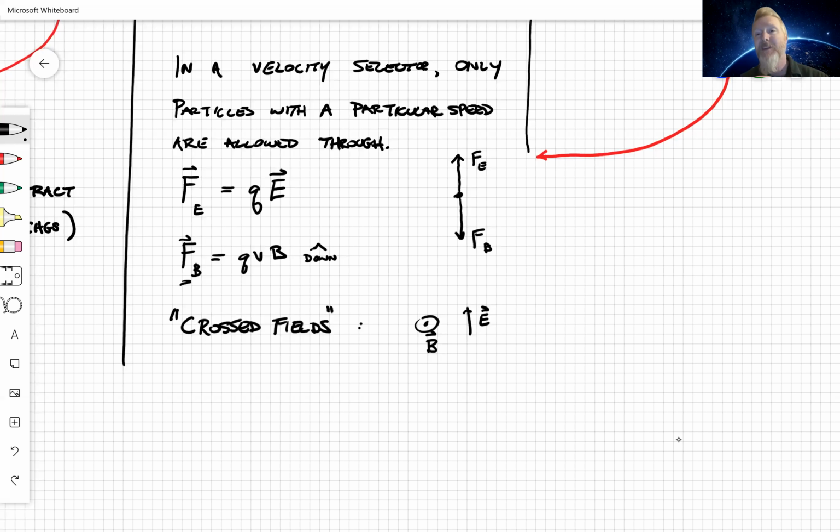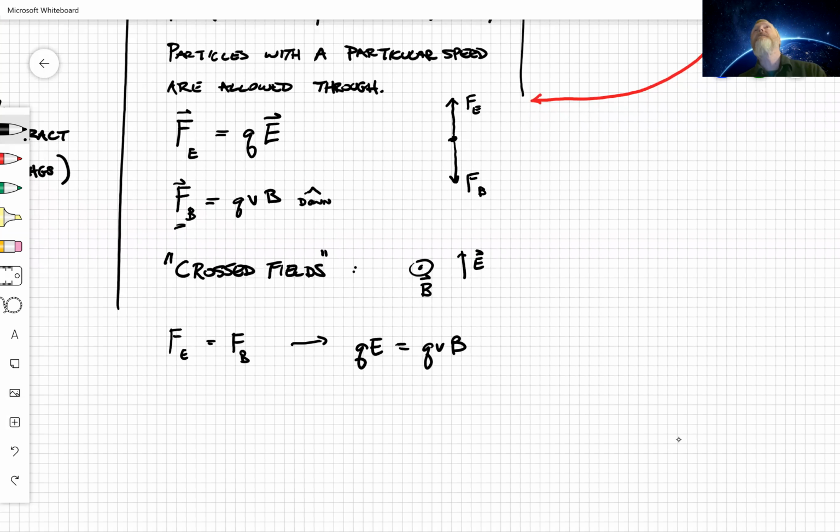I can, or actually the easier thing is just get the electric field tuned to whatever is going to balance the force from the magnetic field. Because voltages are much easier to handle than B fields usually. So if this is the case, QE and QVB are equal. And so when you put a charged particle through a crossed field set, essentially you can have the fields determine, right?